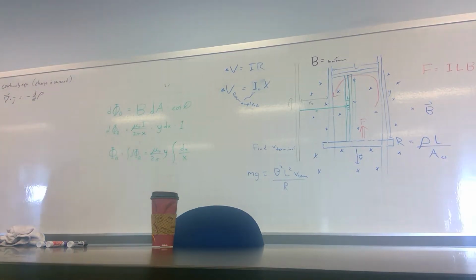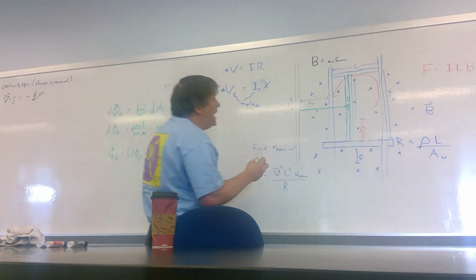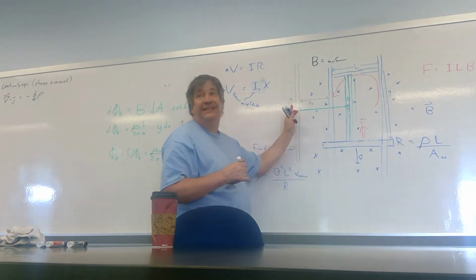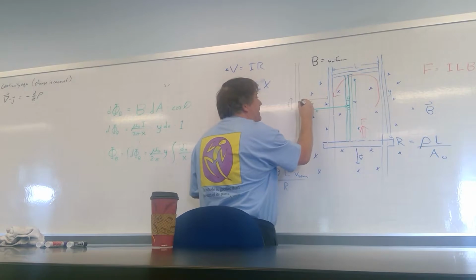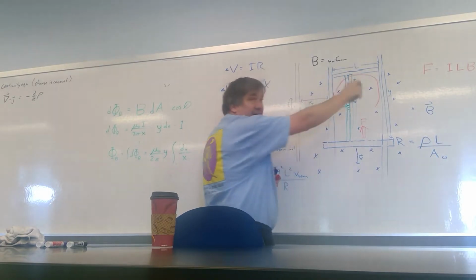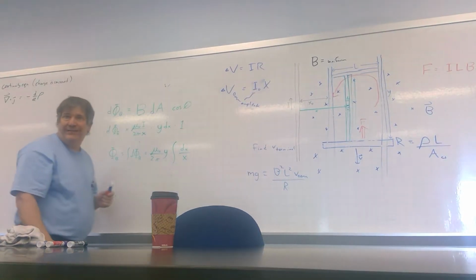What are my limits on x? Negative L over 2? 0 to L? Except x means my distance from the wire, the way I've been setting it. 0 to x naught plus L over 2? Yeah, so I'd say x naught to x naught plus L is what it looks like to me.